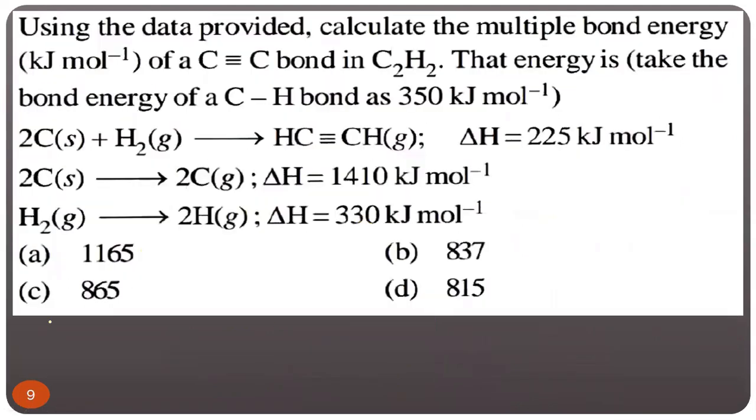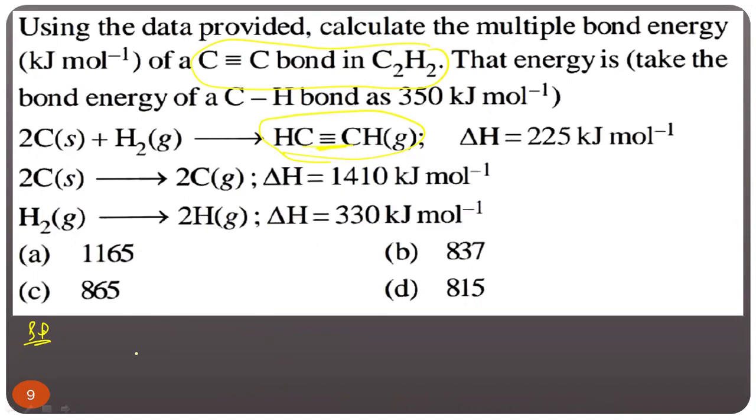Next, come on, tell me about this. This is a very good question. They are asking, you have to find the bond energy of this one. Means you have to move here. You have to find this bond energy, right? Come on, how to find it?